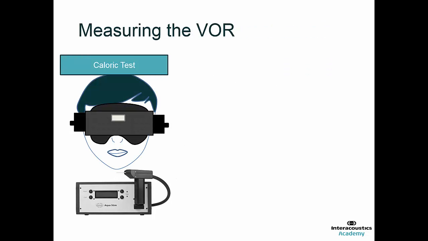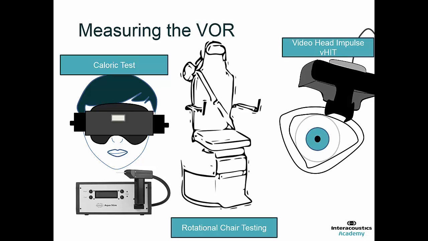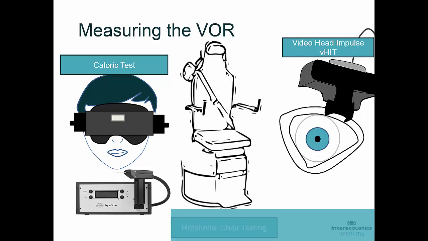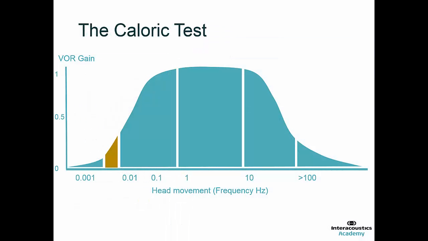So what frequencies do these tests measure at? Well, if we consider the caloric test, the video head impulse test, and the rotary chair testing, we'll go through each of these separately and discuss those frequencies now. The first we'll talk about is the caloric test. The caloric test is a test of low frequency head movement and corresponds to a frequency of around about 0.004 Hz.